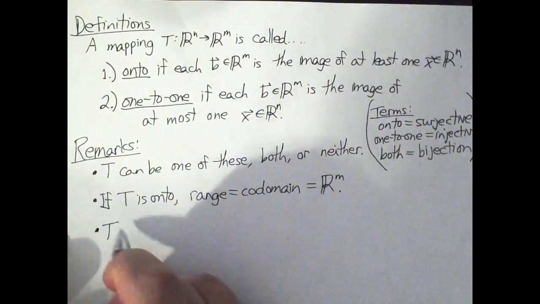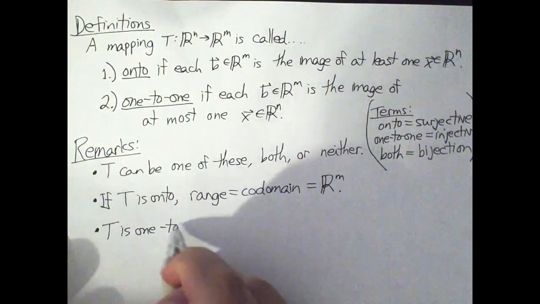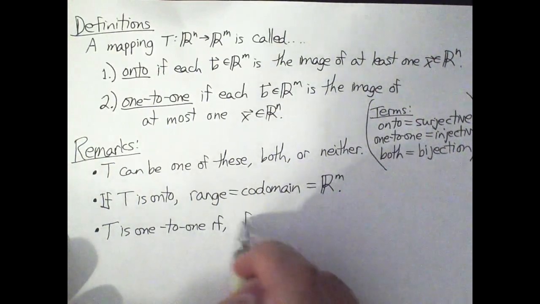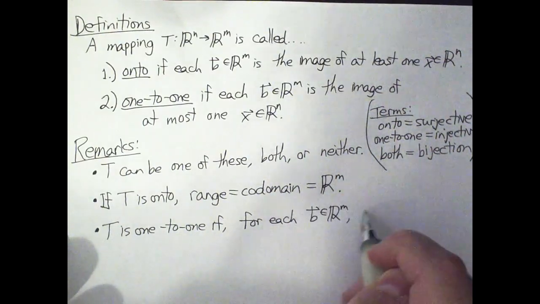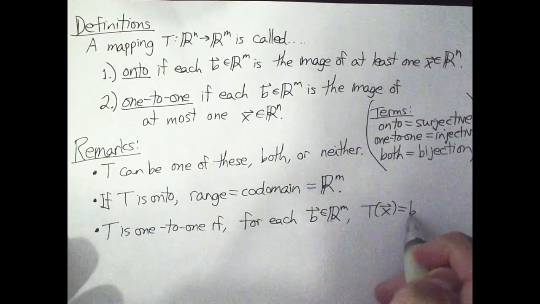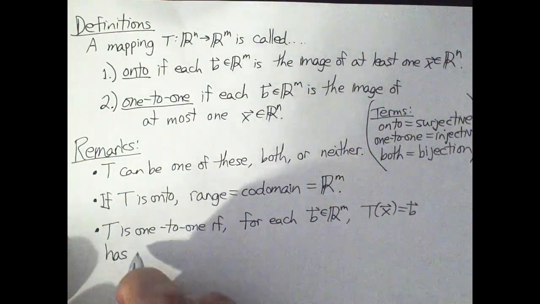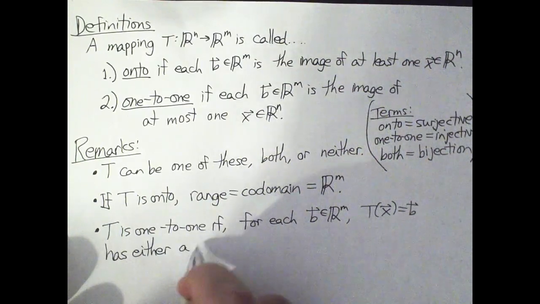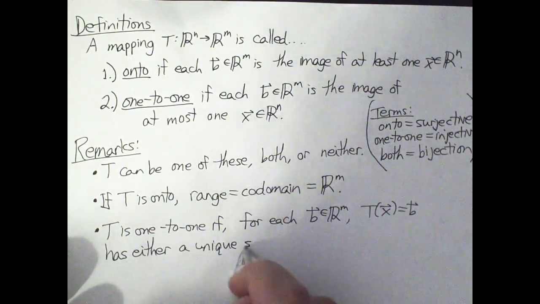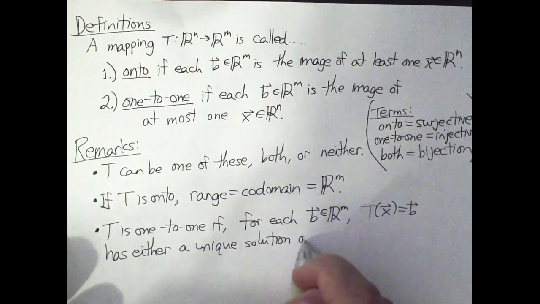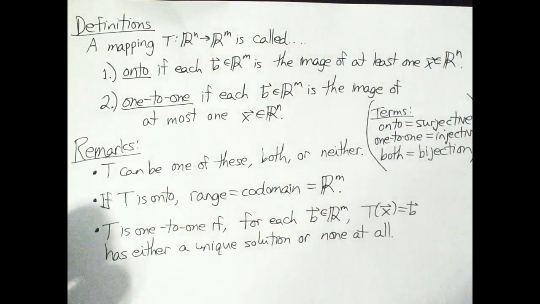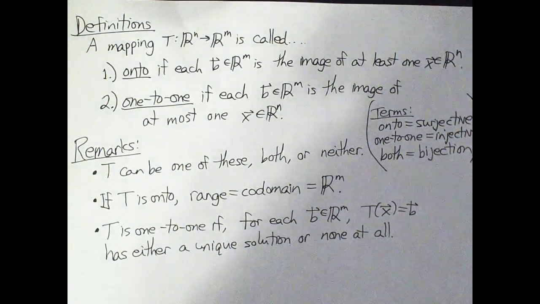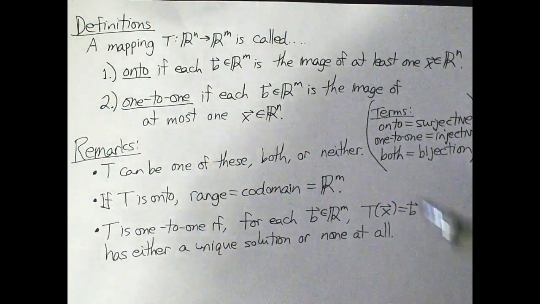Another one: T is one-to-one if for each b in Rm, T of x equals b has either a unique solution or none at all. That makes sense with the definition, right? This remark that I just made follows from the definition.